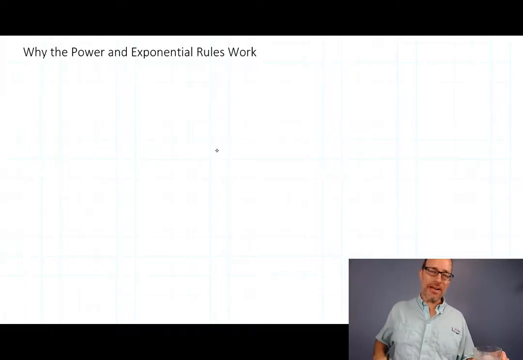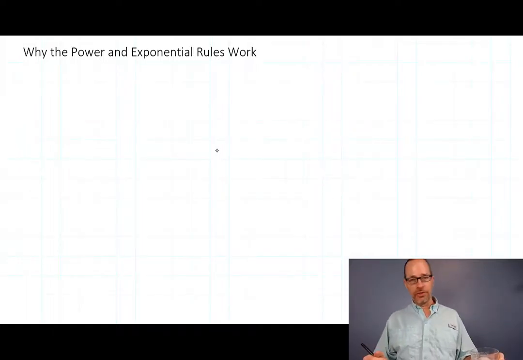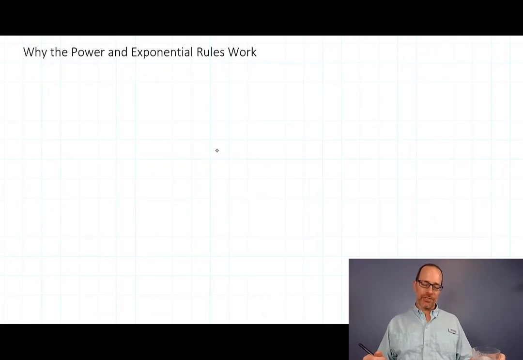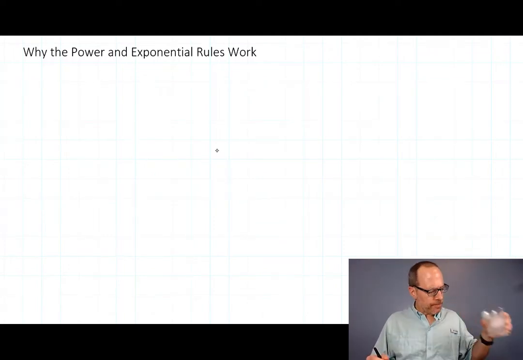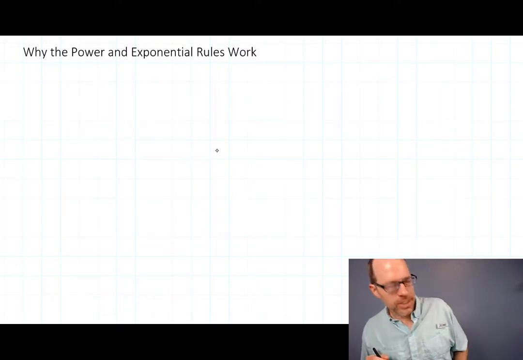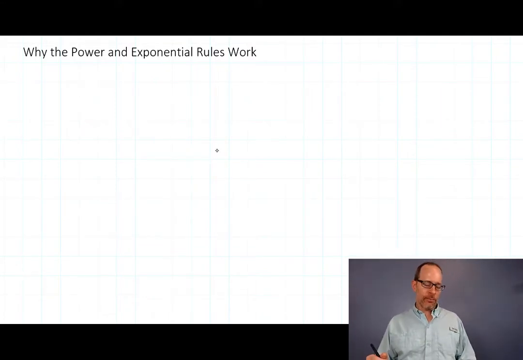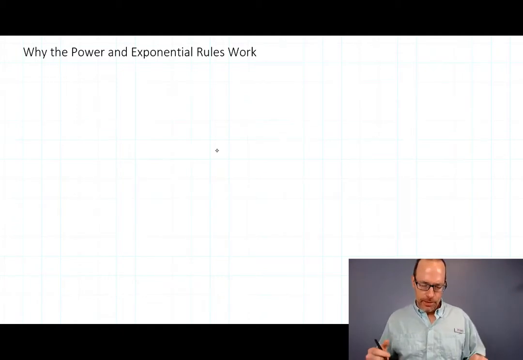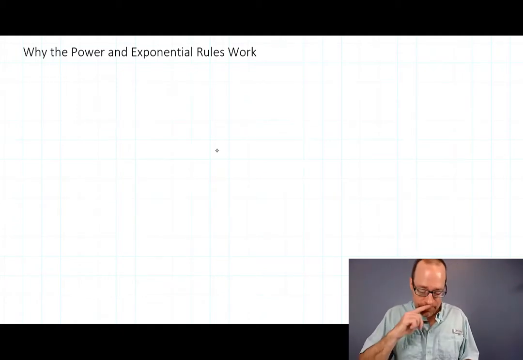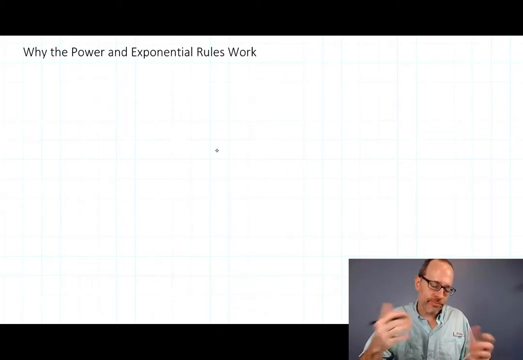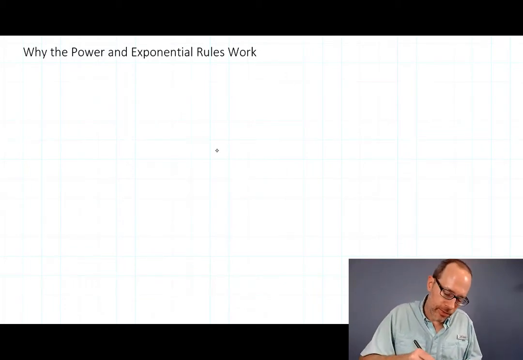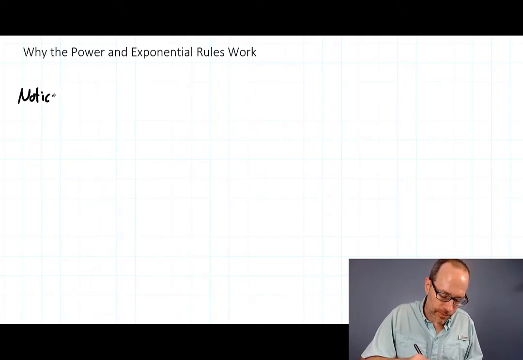All right, welcome back. We're going to talk about why the power rule and the derivative of the exponential function behave the way they do. For the power rule, we're just going to check it for where the power is a positive integer or a non-negative integer. To do that, you need something called the binomial theorem. We'll kind of work it out on our own here. So first of all, let's notice the following.